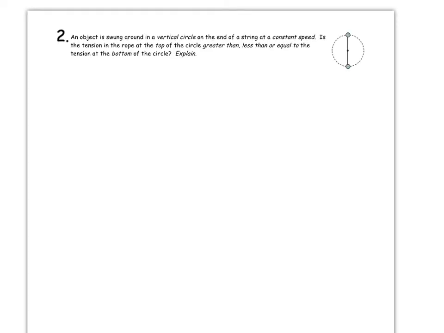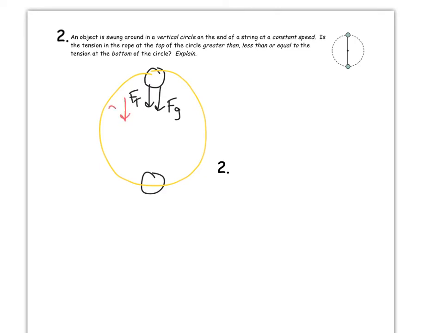For our next one, we have an object swung around in a vertical circle at a constant speed, and we want to know if the tension in the rope at the top of the circle is greater than, less than, or equal to the tension at the bottom. So I'm first going to draw a free body diagram showing the forces acting on it at both the top and the bottom of my circle here. So at the top of the circle, I have the force of gravity going down, and I also have the force of tension from the rope going down. That's leading to that inward acceleration towards the center of my circle.